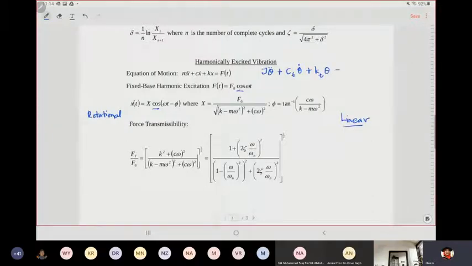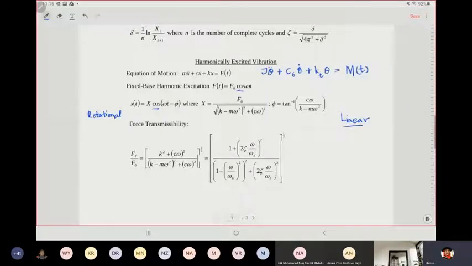So everything will change. What happens to force? What would that be? J theta double dot will be the summation of moments, isn't it? For free vibration, yes. But for harmonically excited, you would have moments. So take note of that. It's not in the list of equations, so you need to know how to go from linear to rotational.